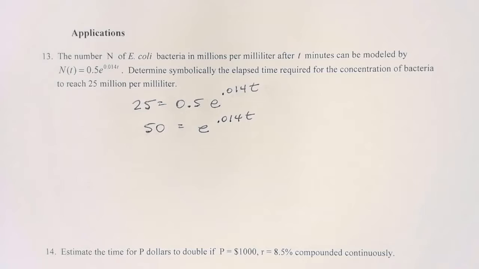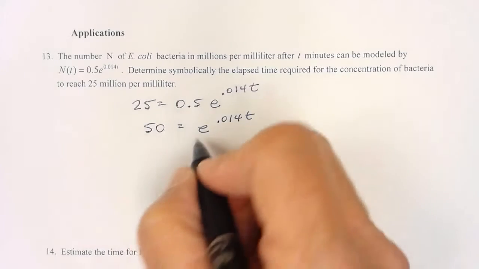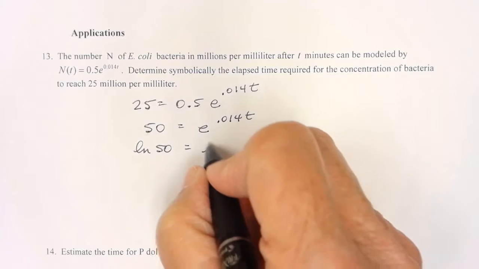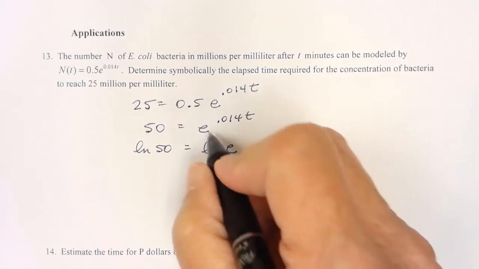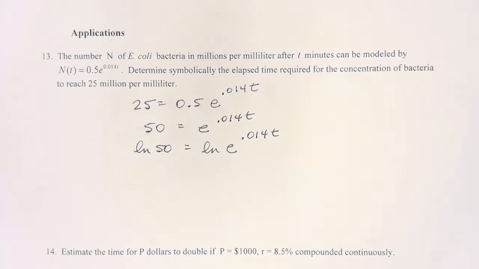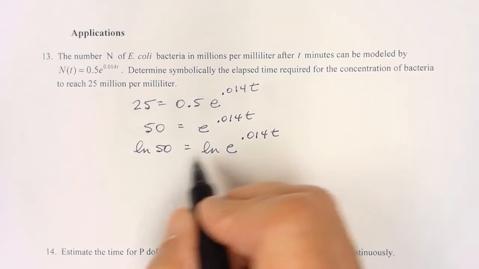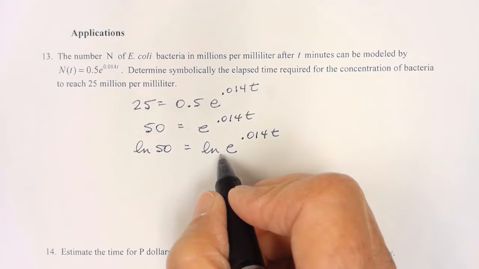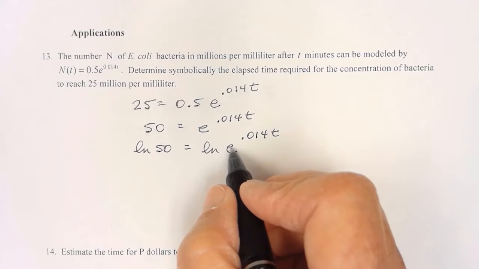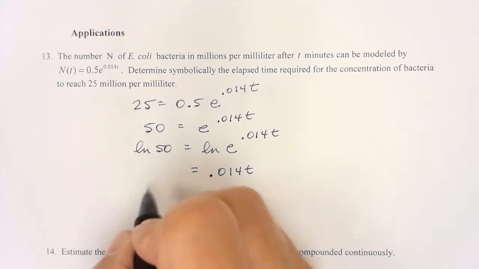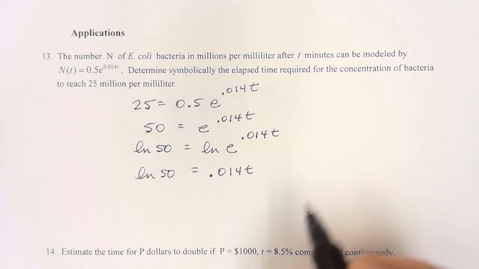Once that base is isolated, now I'm going to take natural log of both sides. One reason is that my numerical base on this side is an e, and the other reason is it doesn't take me so long to write it. We learned in the prior video that whenever the base of my logarithm is equal to the base of the number, that equals the exponent, which is nice because we're almost done.